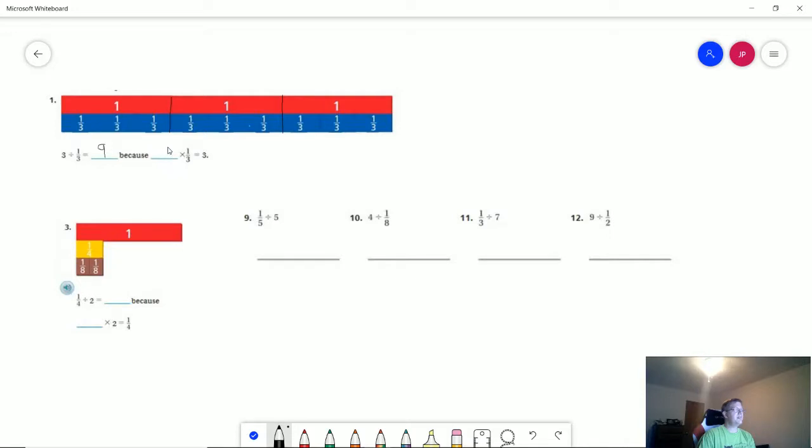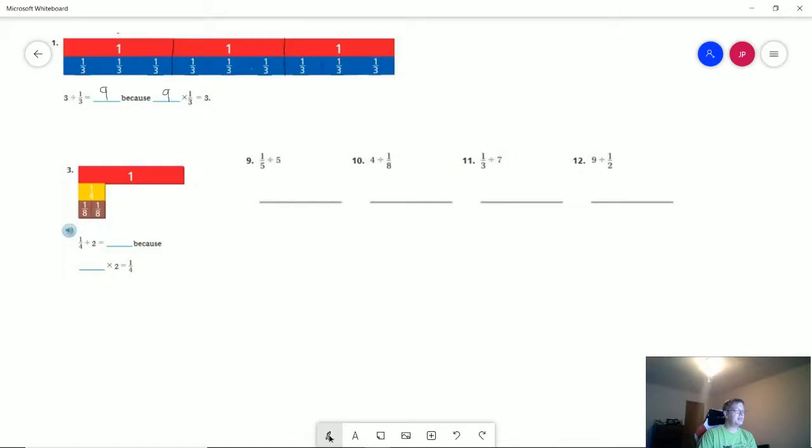If we look at the related multiplication fact, we could do 9 times 1/3. Thinking about what we did on Thursday, you can do 9 times 1, which gives us 9 for the top number, divided by 3, which is our bottom number. That would give us an answer of 3.